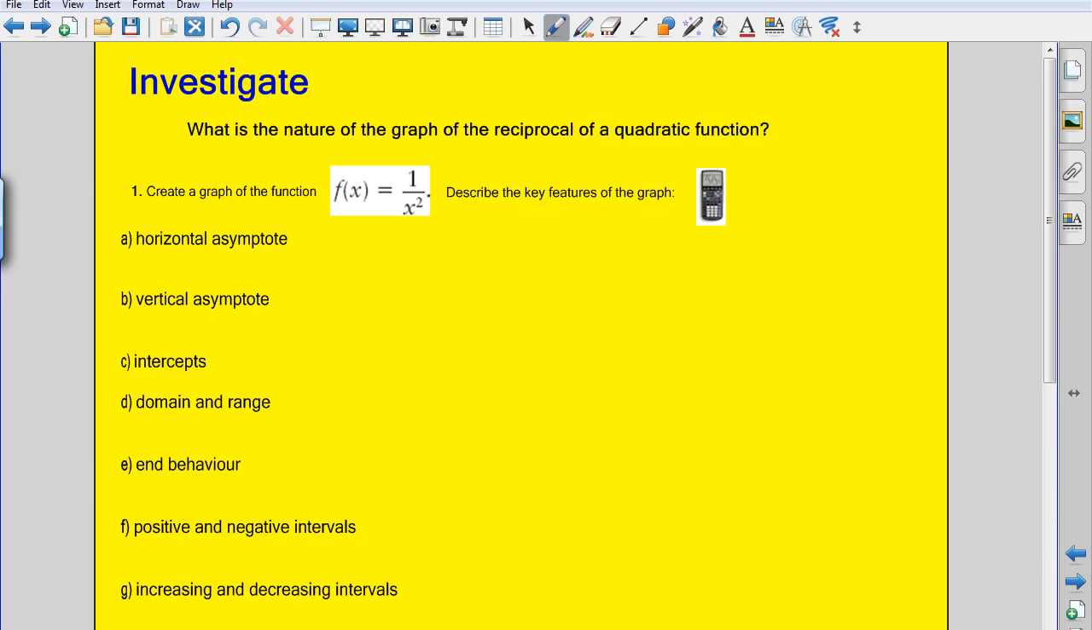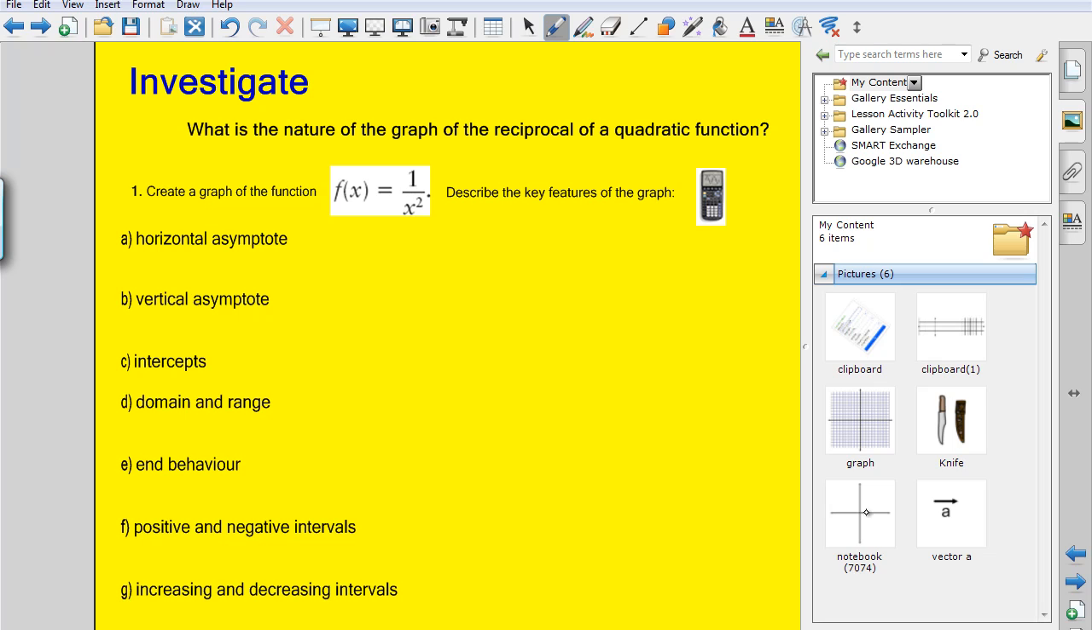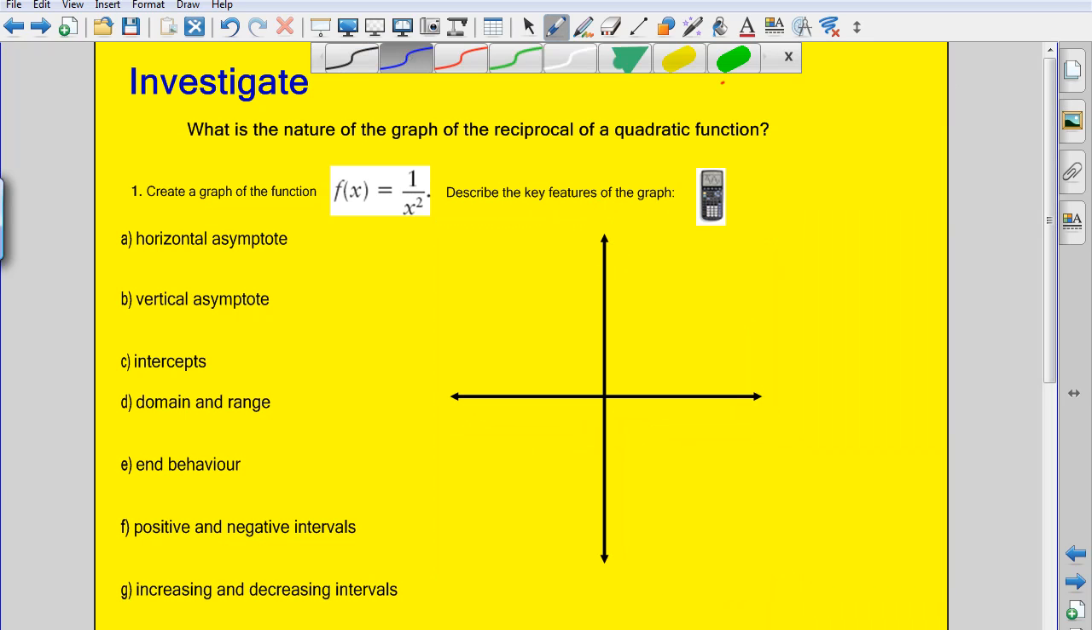So let's take a look at the parent function 1 over x squared. What we're going to do in this case is plot this graph using the same features and characteristics as we've done in the past. And it is going to be a quick sketch. So here we go. Looking at the function f(x) = 1/x², let's take a look at restrictions first of all.